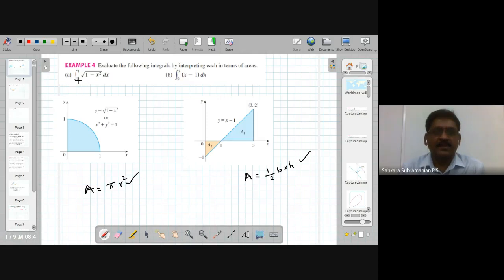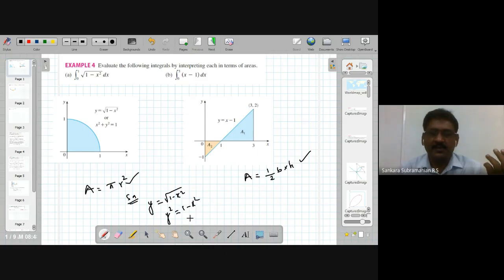This is the evaluation of the integral from 0 to 1 of the root of 1 minus x square. Usually this can be written as y equal to f of x, where f of x is the square root of 1 minus x square. By observing this equation, we can come to the conclusion that it is a circle with center 0, 0 and radius 1 unit. If you square both sides, you get y square equal to 1 minus x square. Therefore, x square plus y square equal to 1.